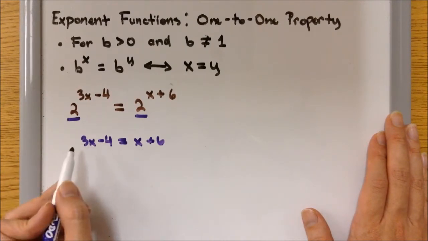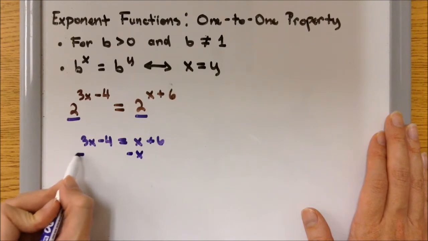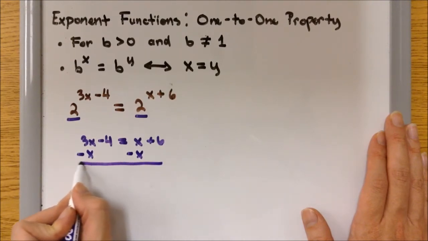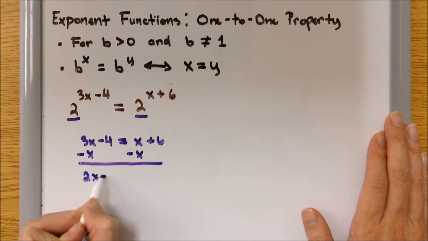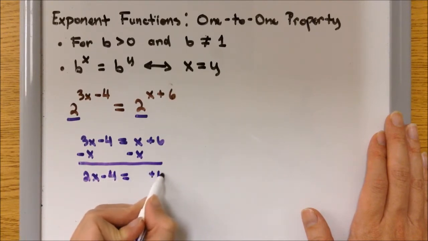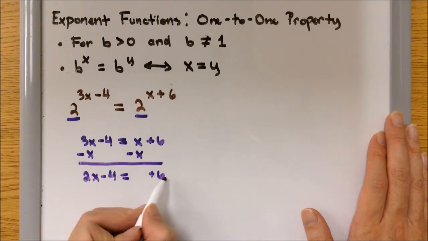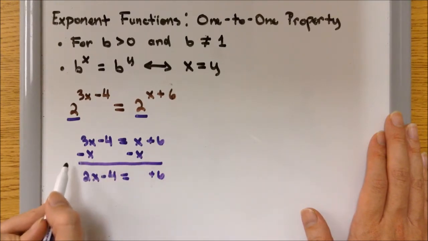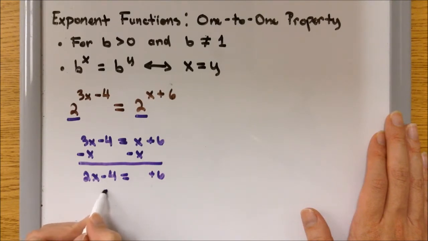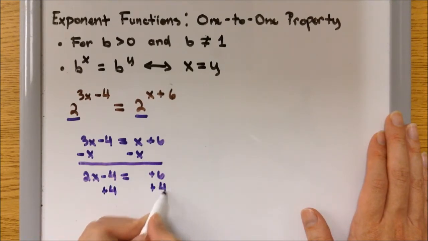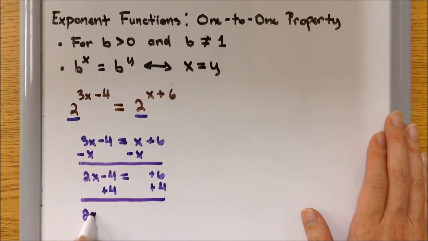Say I want the x on the left side, so I'm going to subtract x on both sides. So we're going to have 2x minus 4 equal to a positive 6. Now say I want the number on the other side. Since I got the variables on the left side, I'm going to cancel out the 4. Now I have 2x equal to 10 on the right. Then we're going to divide to get x by itself, so therefore x equals 5.